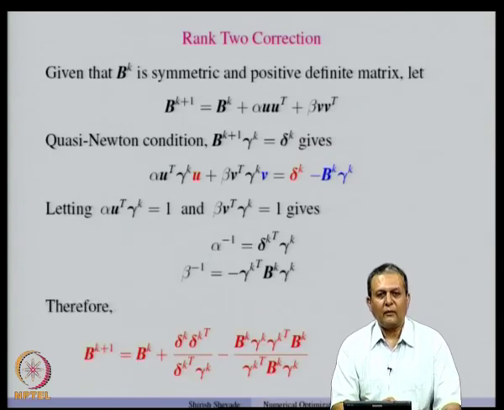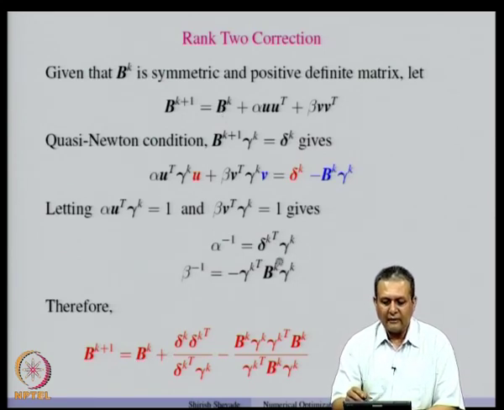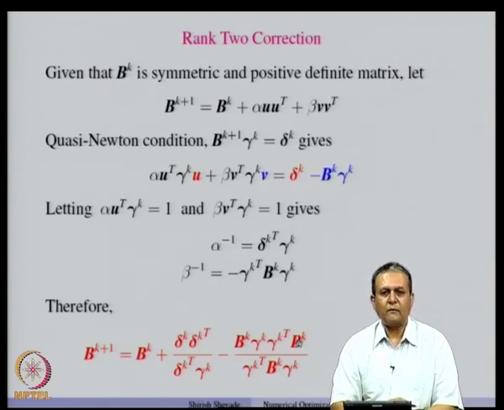And therefore, what we have is the new update rule corresponding to the rank 2 correction. So, we have B_k, and alpha is nothing but 1 over delta_k transpose gamma_k, and u is the same as delta_k, so we have delta_k delta_k transpose in the numerator. Then we have beta to be minus 1 over gamma_k transpose B_k gamma_k, and v v transpose, where v is minus B_k gamma_k, so that becomes B_k gamma_k gamma_k transpose B_k. So, this is a symmetric matrix, and if B_k is symmetric, then certainly this is going to be a symmetric matrix.